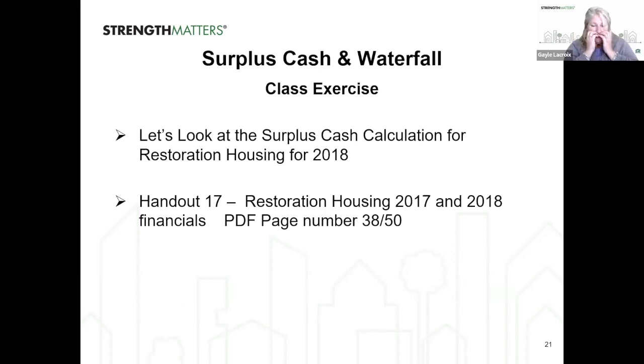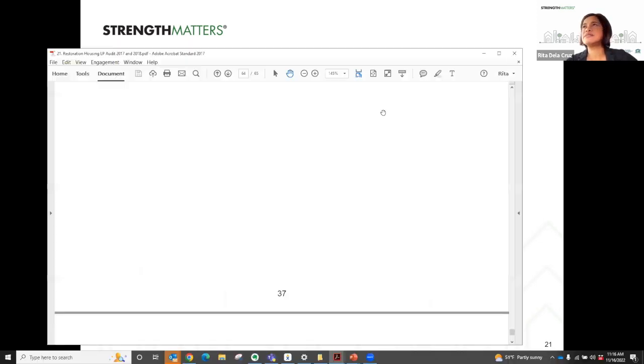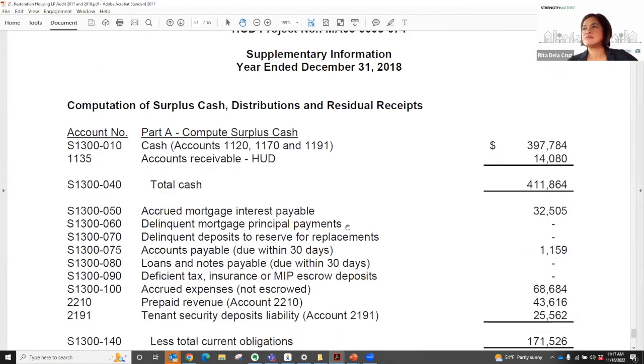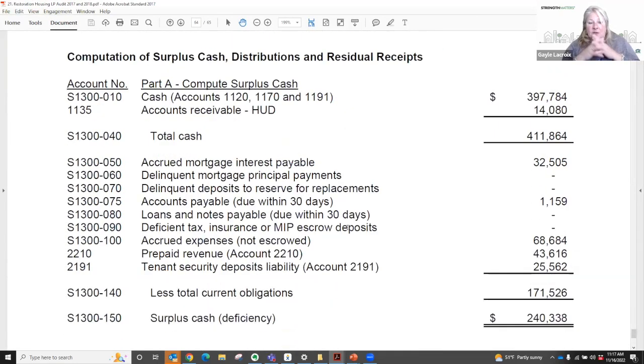Okay, so we're going to pull up the surplus cash calculation for restoration for 2018. Okay. For 2018, yep. Okay, let me just go through that. Okay, so here's the calculation.